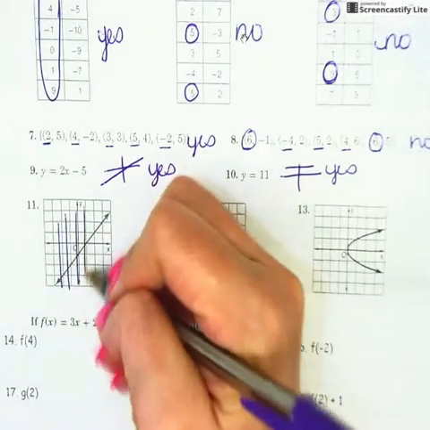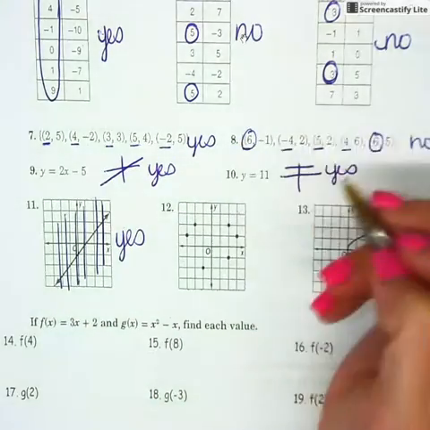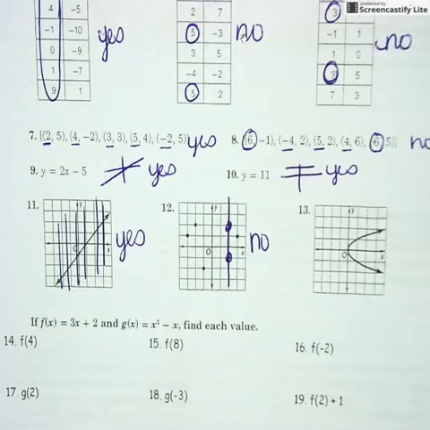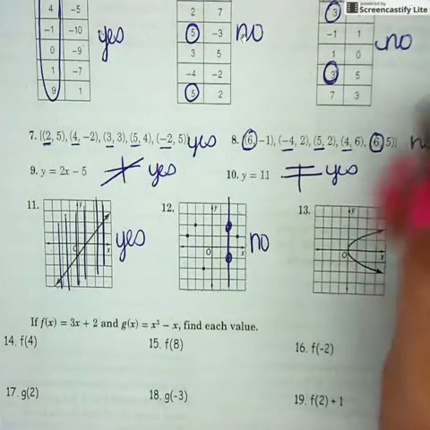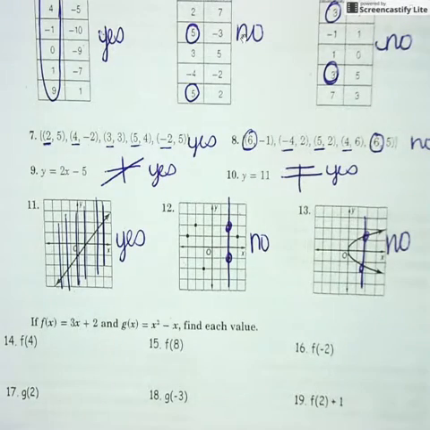Number 11, it passes the vertical line test. Number 12, right here, it fails the vertical line test, so that makes it a no. And number 13 also fails the vertical line test.